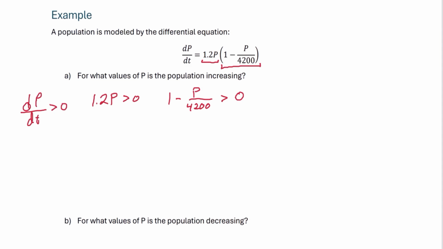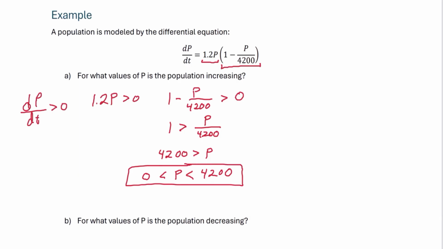Now we'll solve this inequality. We can add the fraction to both sides. Then multiply by 4200 on both sides. 4200 is greater than p. Or if we reverse that order, p must be less than 4200. And earlier we said that p is positive, so p is between 0 and 4200. When we have this population, the population is increasing.